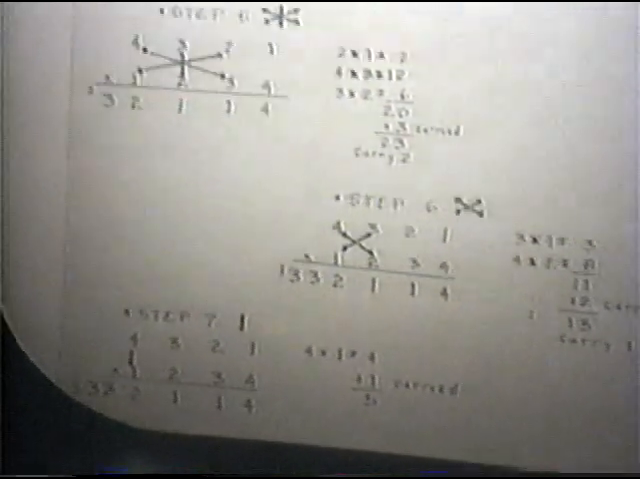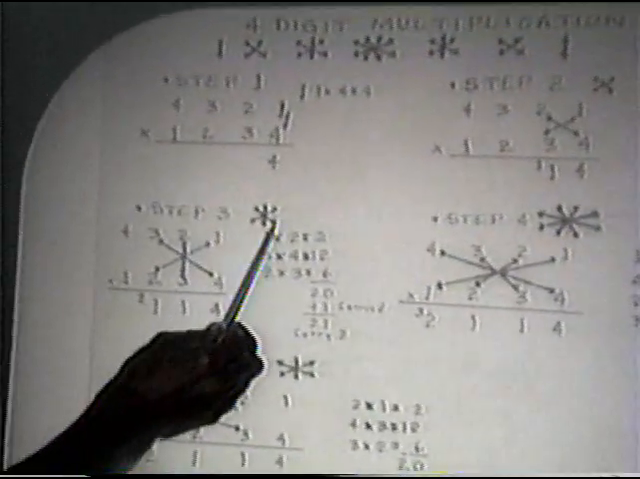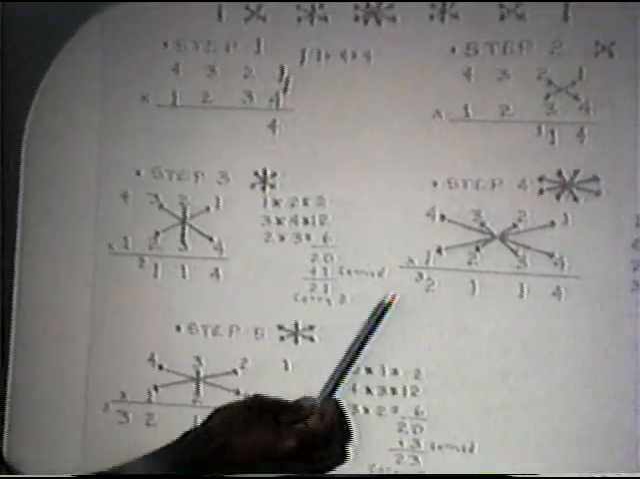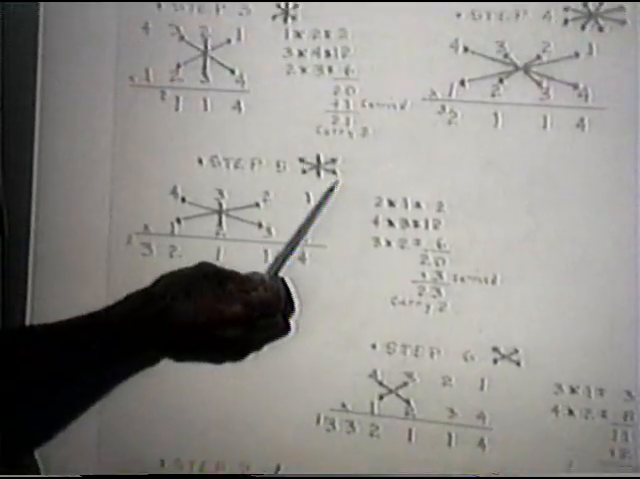Just take your time and follow the steps. If you follow the steps, you won't get lost. Step 1, vertical. Step 2, cross multiply. Step 3, cross multiply and vertical multiply. Step 4, double cross. Step 5, cross multiply and vertical. Step 6, cross multiply. And step 7, vertical. Follow the steps. Remember to carry your digits and you won't get lost and you won't get the wrong answer. It's very simple. You can use your computer as a brain in this process.